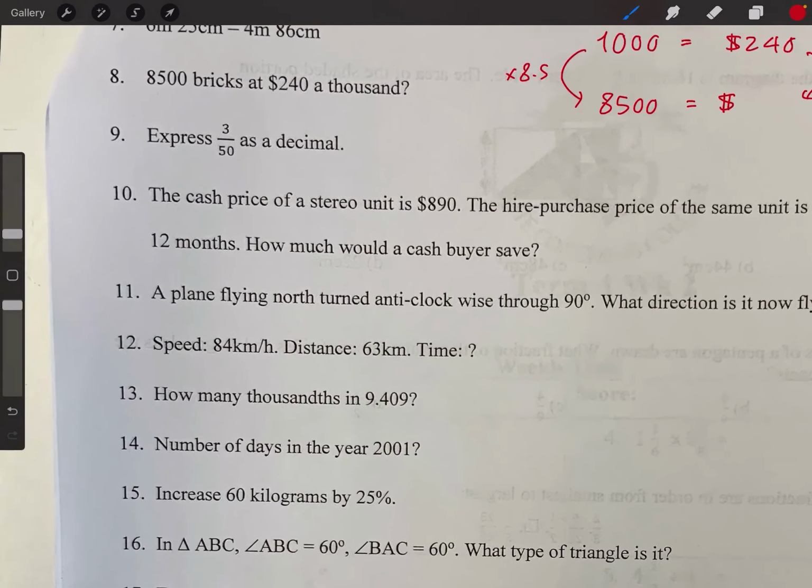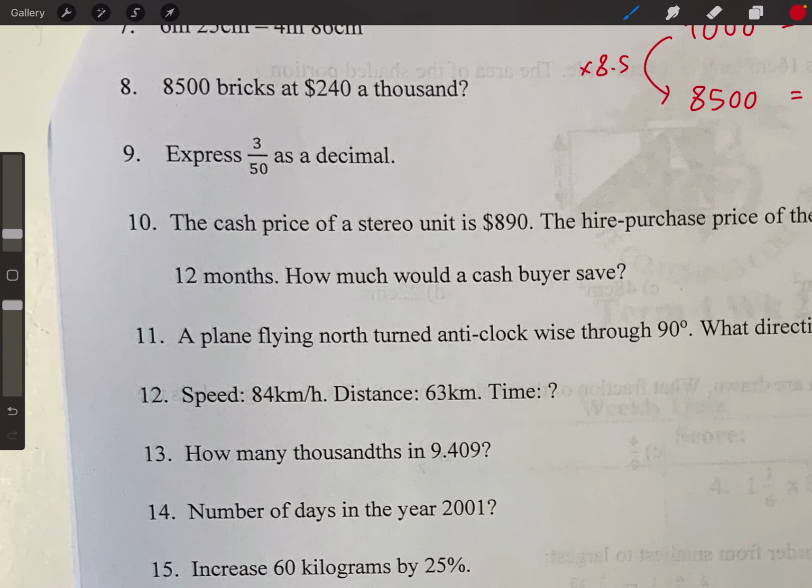Next one, express as a decimal. So 3 over 50. To turn into a decimal, let's change the bottom number to 100. From 50 to 100, we times it by 2. Times 3 by 2, you get 6. So it'll be 6 over 100, which is 0.06.